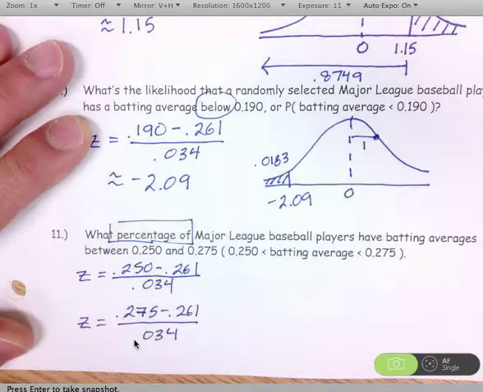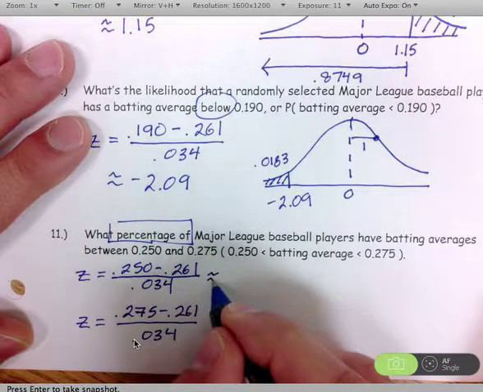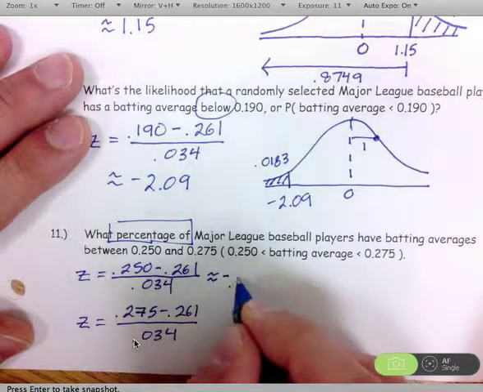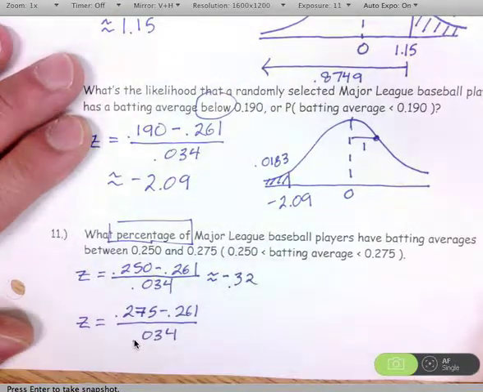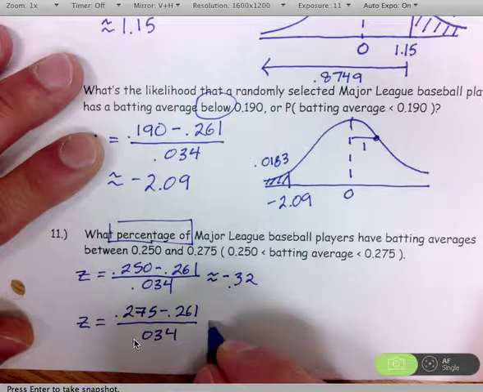And in this question, it's really important to label carefully, because when you label your graph carefully, it will give you an important hint, and that's the order in which you want to do your subtraction. So this is another question that's going to involve some subtraction. So knowing the order in which to subtract is important. So this first z-score, if we round it, is negative 0.32. The second z-score should be positive. Let's see. 0.275 minus 0.261 divided by the 0.034. That gives us a z-score of 0.41.